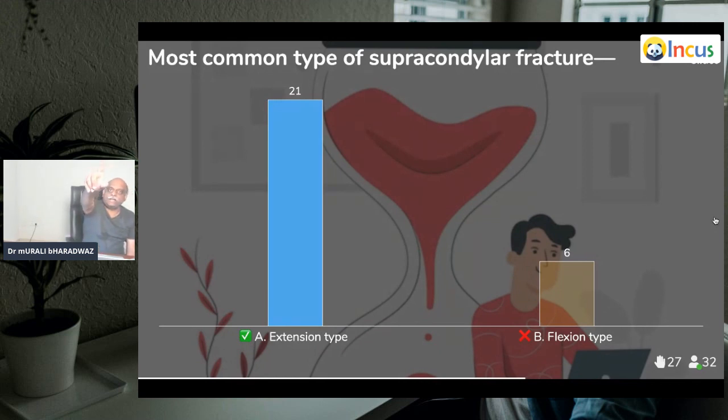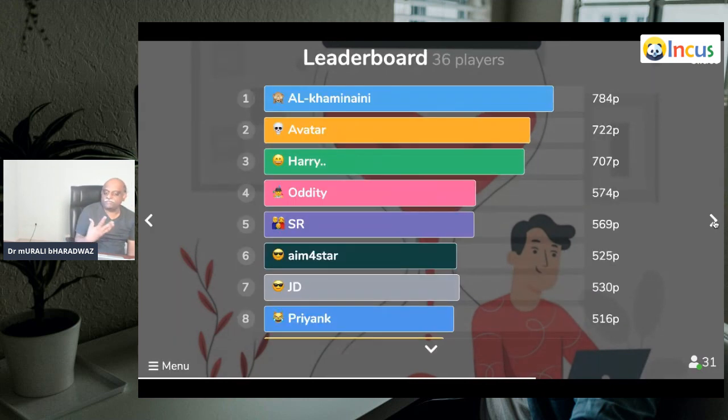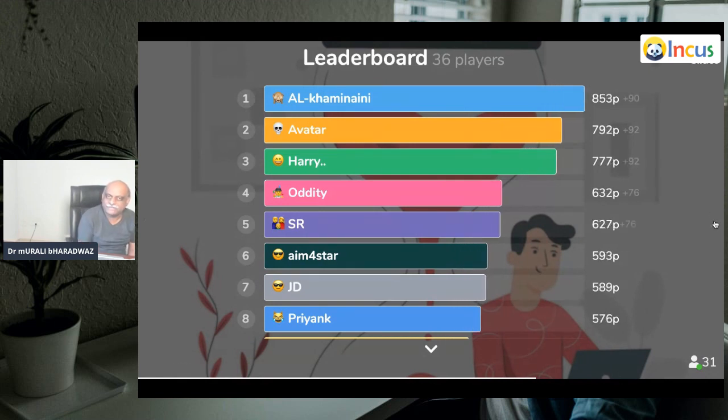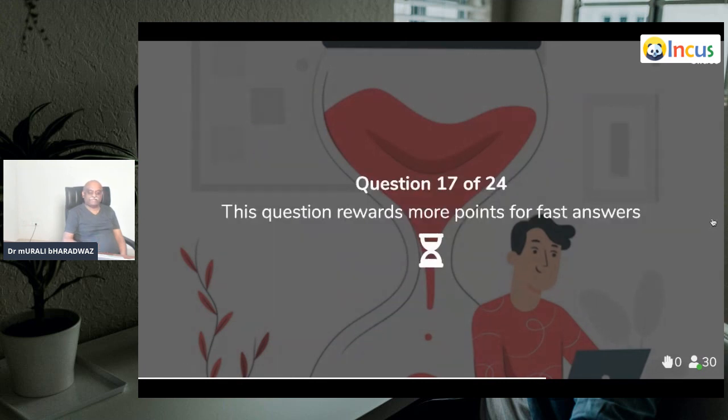Extension type, I told, 21 majority correctly answered. See, such wonderful future toppers are part of our daily quiz playing group. Al Khamenei is on the top. Yes, 17.